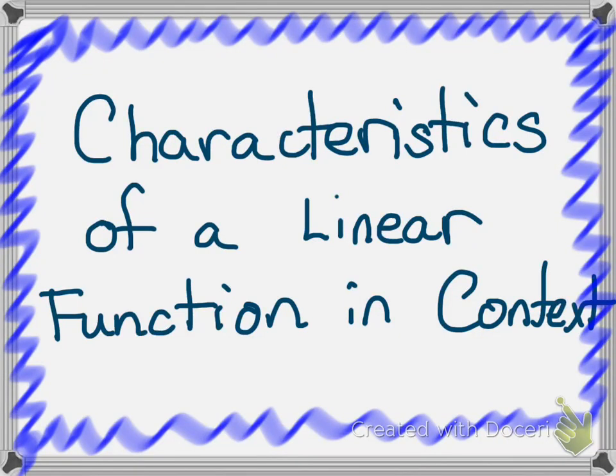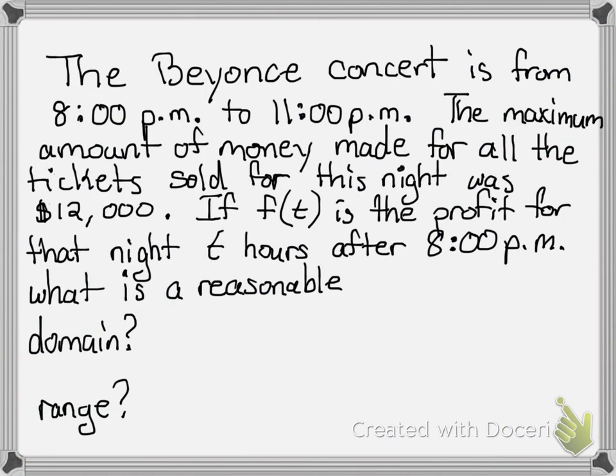In this video, I'm going to teach you guys the characteristics of a linear function, but this time in context. All right, let's look at this example. It says the Beyonce concert is from 8 p.m. to 11 p.m. The maximum amount of money made for all tickets sold for this night was $12,000. If f of t is the profit for that night, t hours after 8 p.m., what is a reasonable domain and range?